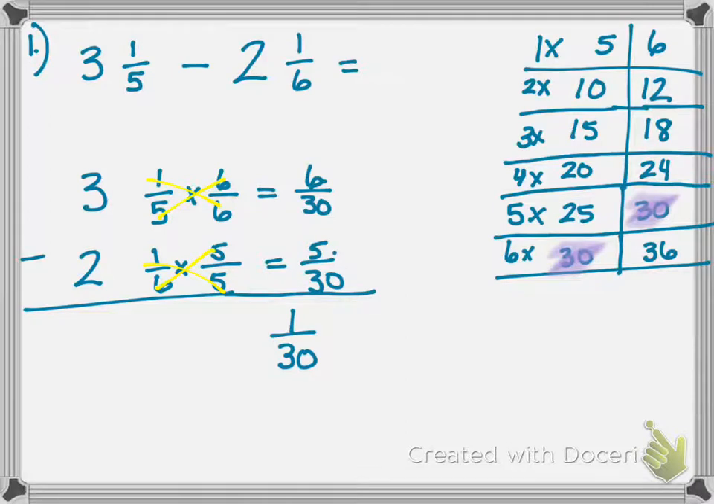Now I can go over to my whole number over here. And 3 minus 2 is 1. So my answer becomes 1 1/30.